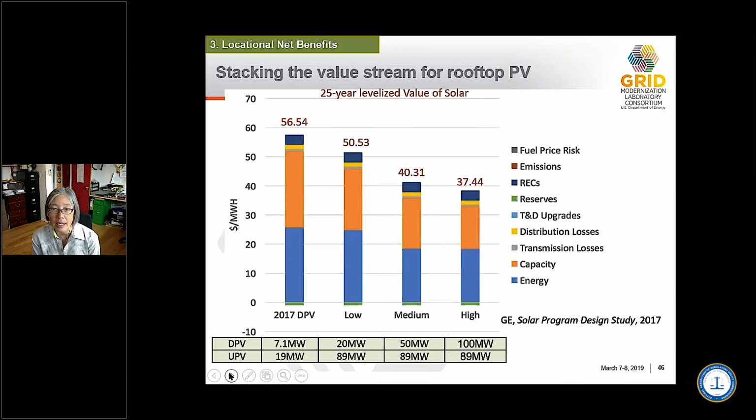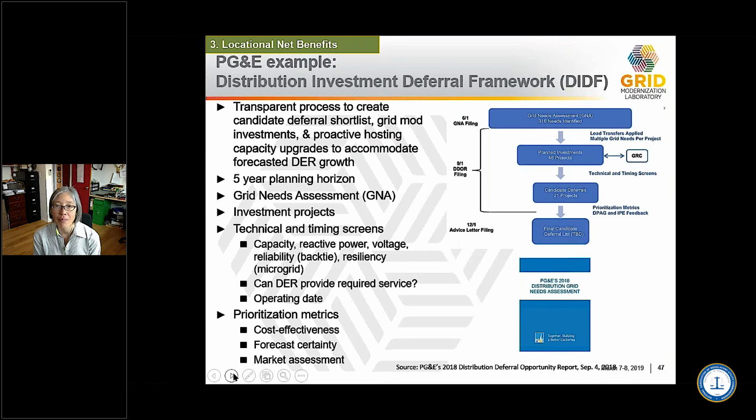Carrie, if you go to the next slide, I'd now like to talk about a process, do a deep dive into a process that PG&E is going through with the other IOUs, SoCal Edison, San Diego, and California.